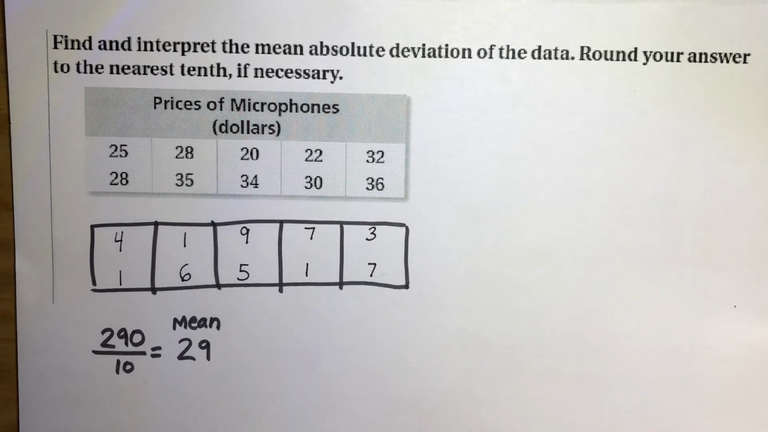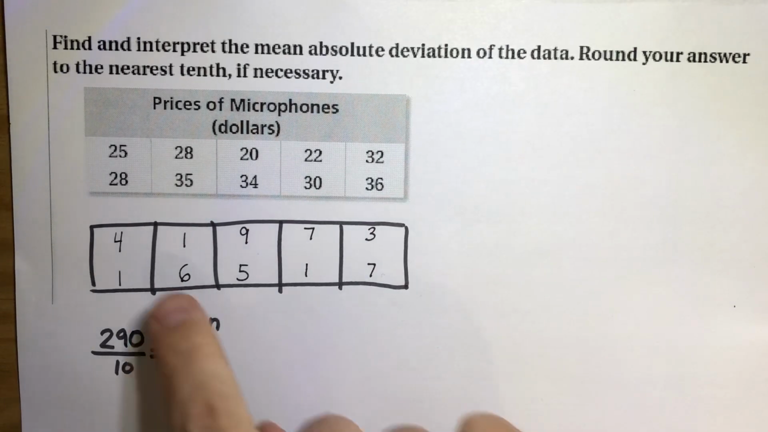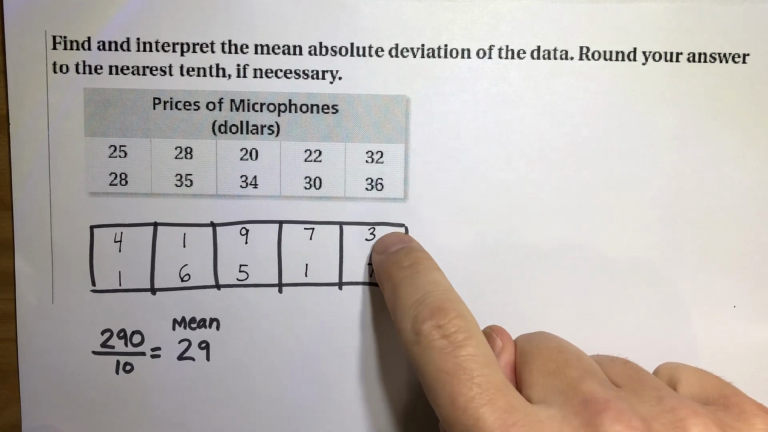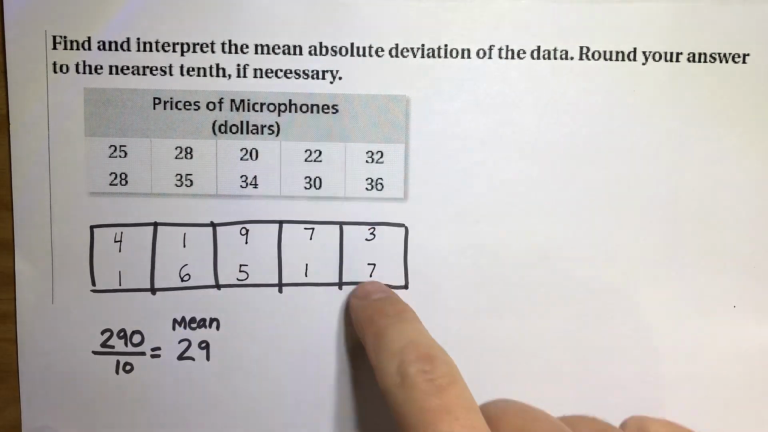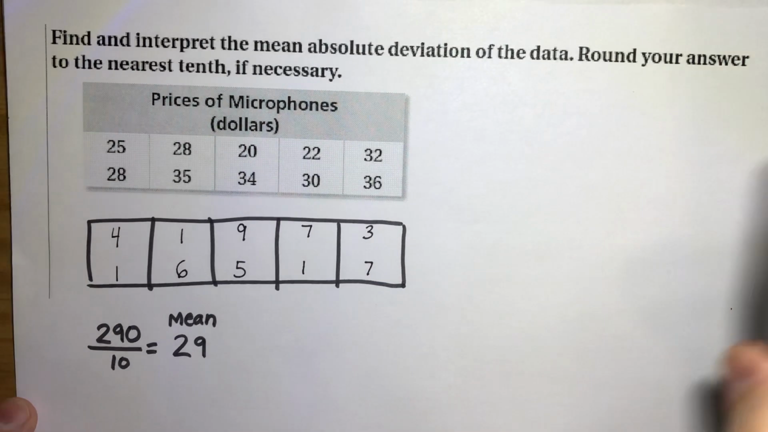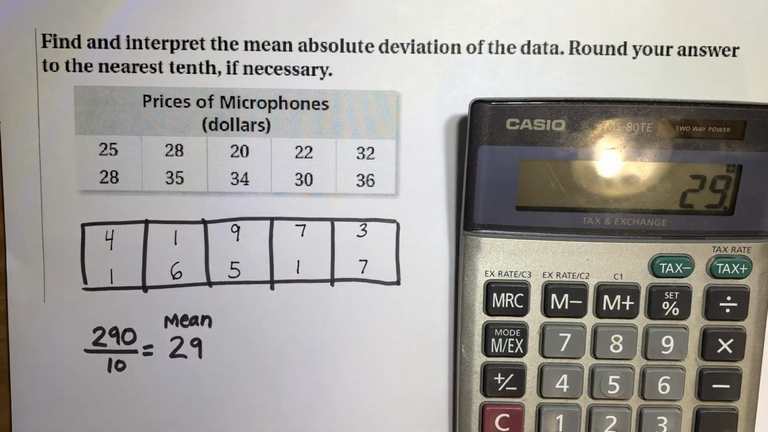So now that I've done that, remember, mean absolute deviation. These are my absolute deviations. This deviated by 3. This deviated by 7. You can see how I put them in corresponding places in my chart. Now what I'm going to go ahead and do is find the mean of that information.